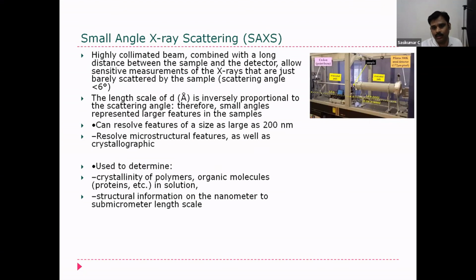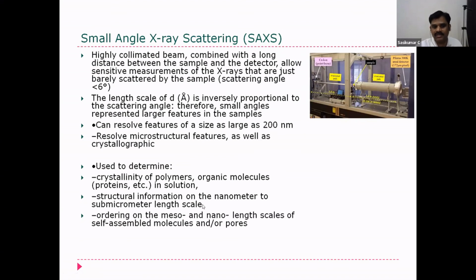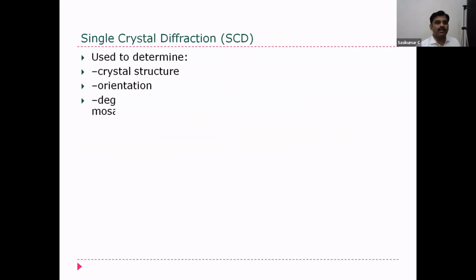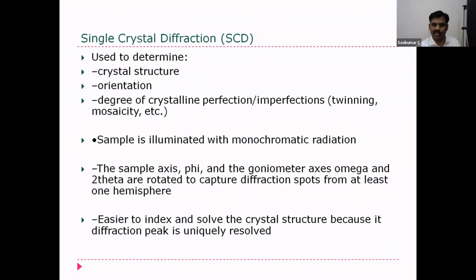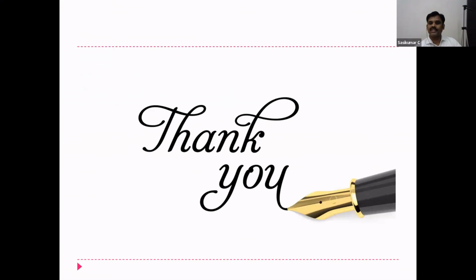So if you want to find out about nanopores in your material, and you want to get information below 5 degrees, then better go for small angle scattering. It will give you information about crystallinity of polymers, organic molecules in solution, and also about structure and other porous information. And you can also use single crystal diffraction. So with this, I'll stop here. If any question, please.